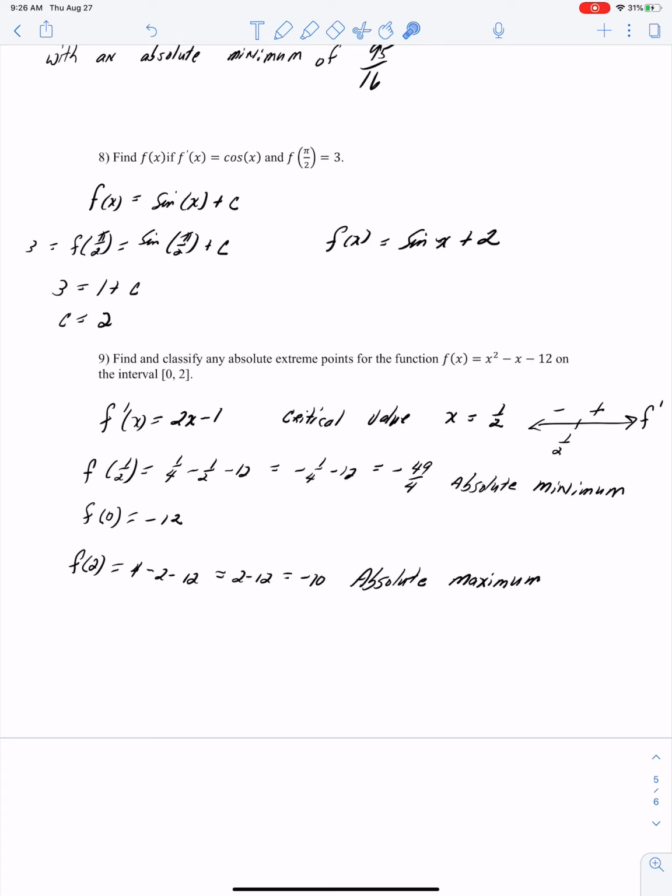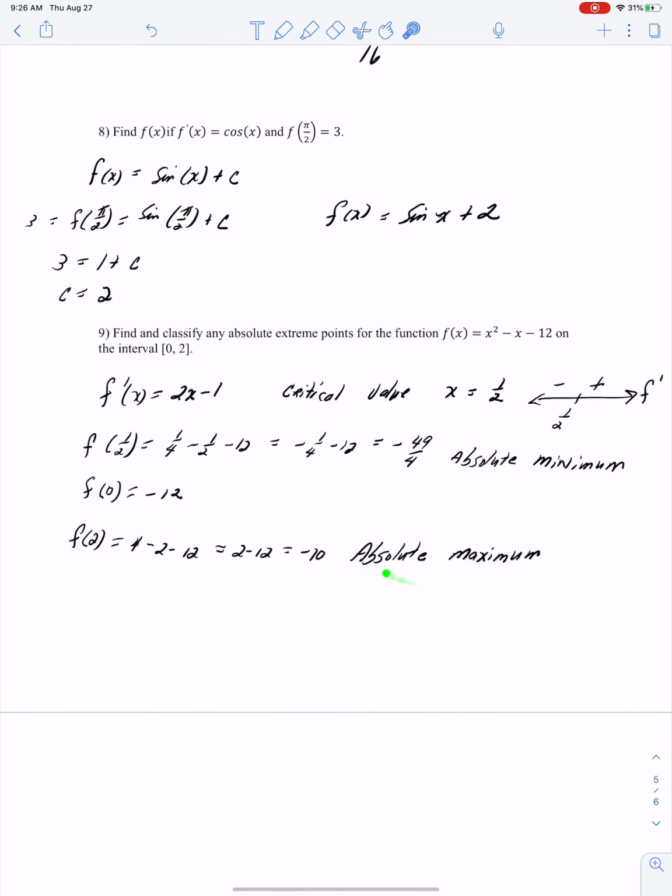And so to figure out what that minimum is, I would need to plug it into this function. So x equals 1/2 is going to be what? 1/4 minus 1/2 minus 12. So that's like minus 1/4 minus 12, I think minus 49/4.